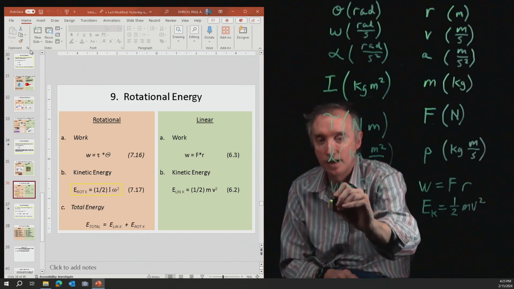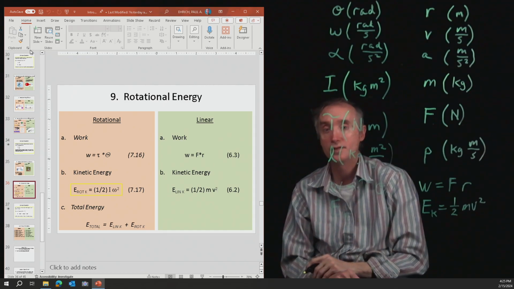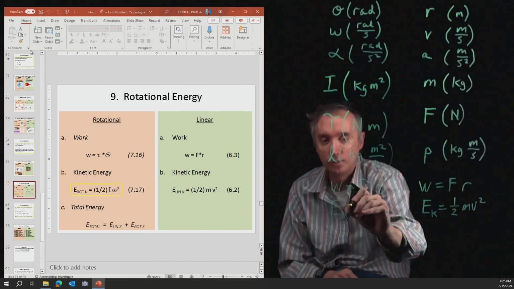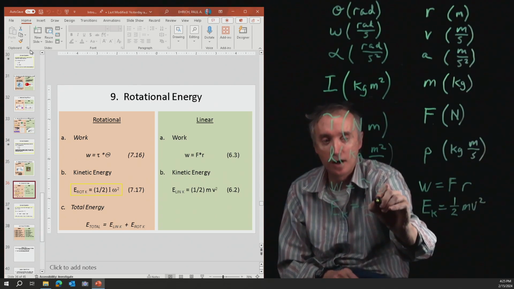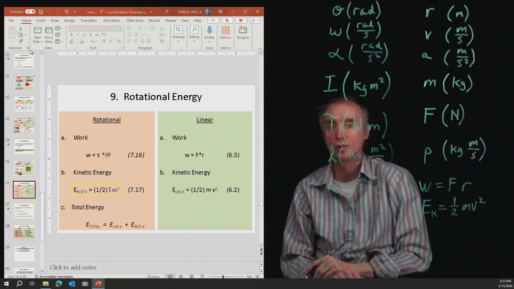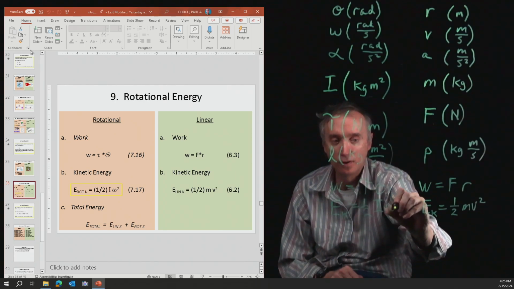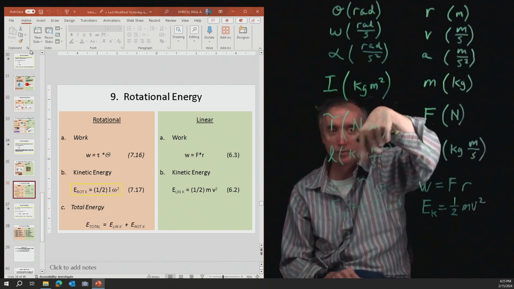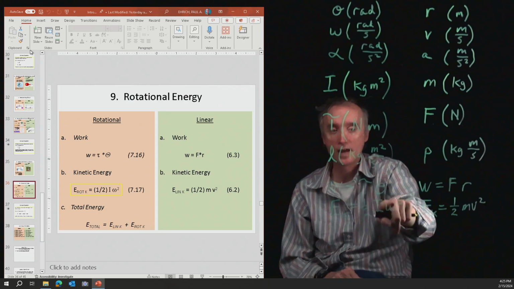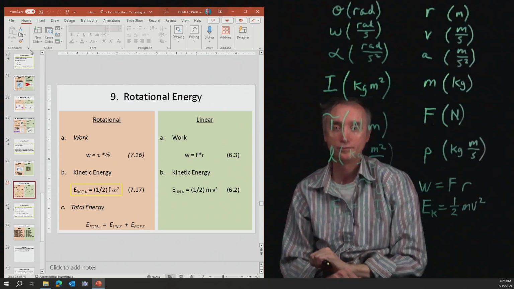So we're going to say that a bowling ball has kinetic energy because it's spinning. So it would have a 1/2, just like this one. Instead of m, it would be the moment of inertia of the bowling ball, and then it would be the rotational speed squared. So how fast is the bowling ball spinning? The faster the bowling ball spins, the more energy it's going to have.